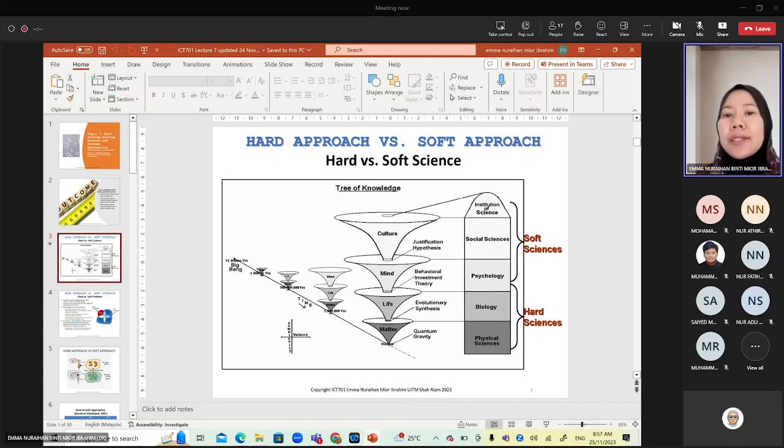Whether it's hard technology, a hard approach, or a soft system, whatever, the foundation is knowledge of science. If you look at knowledge of science, hard science is the science related to nature. So physics, biology, chemistry, that is nature. We see geologists study rocks, nature. Alright? But not to forget the soft science related to humans.